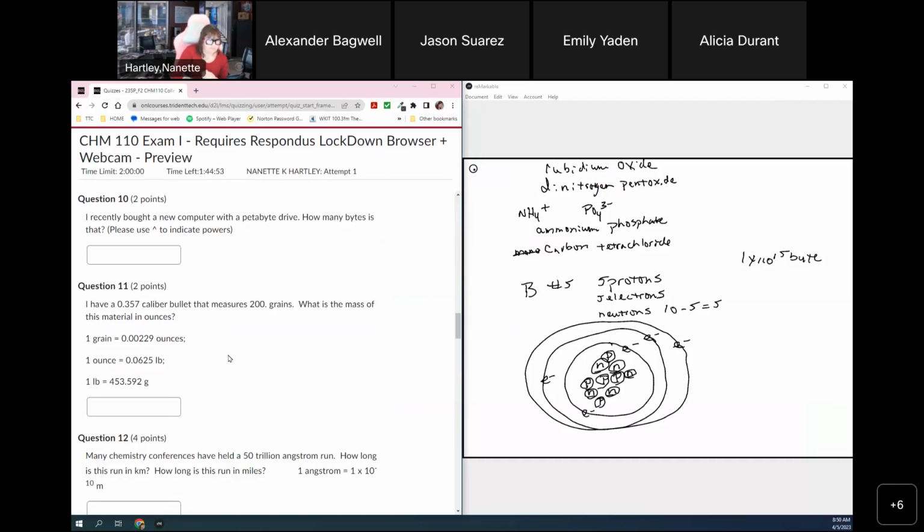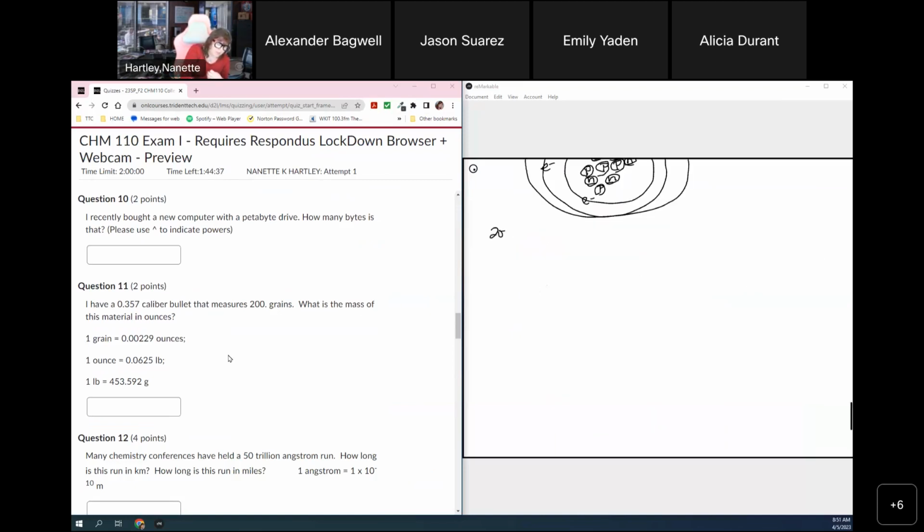On question 11, I have a .357 caliber bullet that measures 200 grams. What is the mass of this material in ounces? Well, I see that I have 200 grains. And I also see that 1 grain equals 0.00229 ounces.